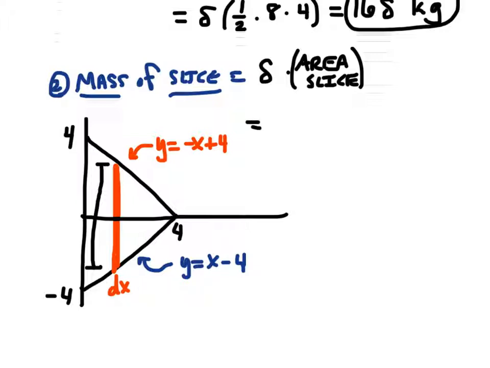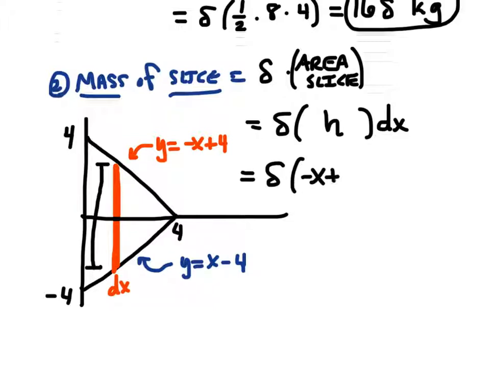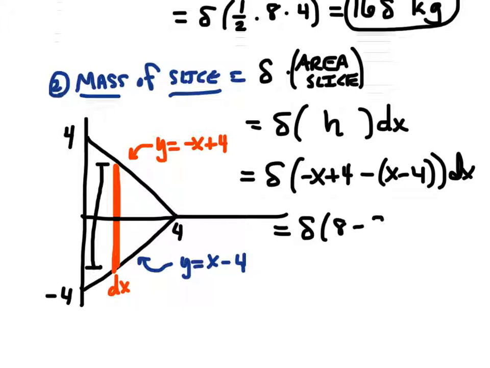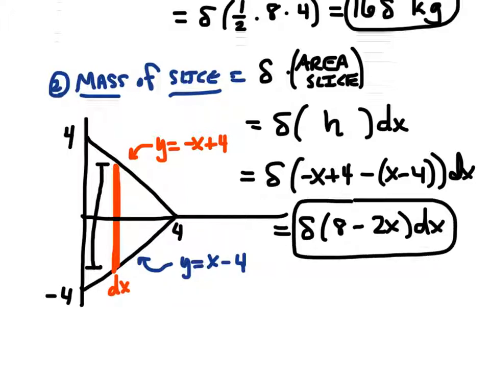So when we talk about area, we'll have the delta here times the height of the slice times the width of the slice, which is dx. Height of the slice is going to be minus x plus 4, that's the red piece, minus the blue piece, which is x minus 4, all with respect to x. And we just simplify this a little. We're going to get 8 minus 2x dx. Okay, this is what we have for the mass of a slice.